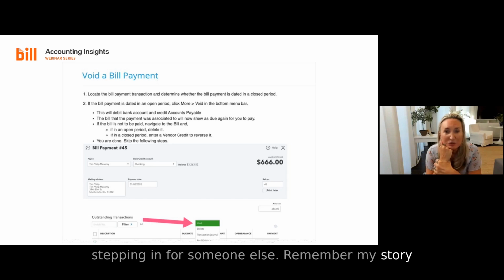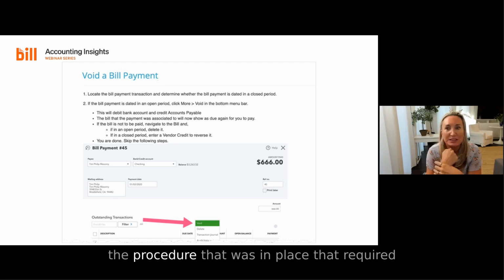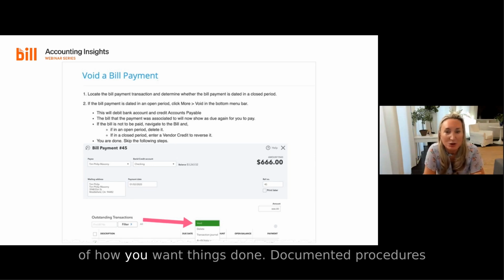Remember my story a few minutes ago about the wire fraud attempt on one of our clients that was not successful? It was not successful because of the procedure that was in place that required we have a written and verbal authorization for wires. So spell out all those important details of how you want things done.